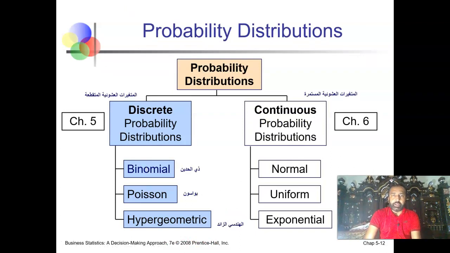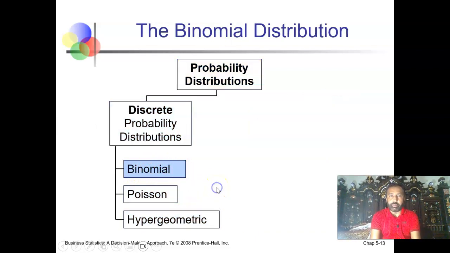Here we will see that a probability distribution may be a discrete probability distribution, and it may be a continuous probability distribution. Discrete probability distribution has further 3 types: binomial, Poisson, and hypergeometric. Now we shall discuss the first type, which is binomial distribution.